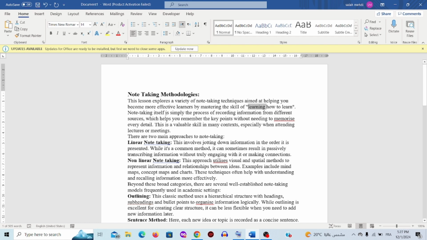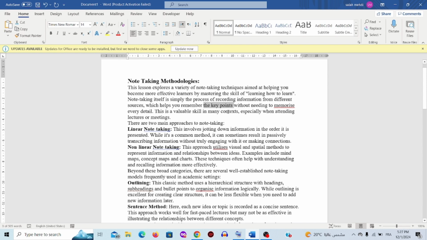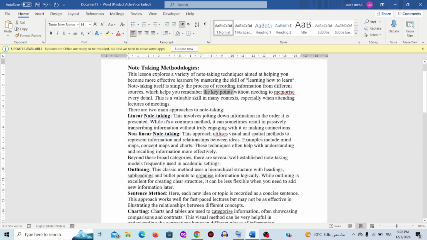Note-taking itself is simply the process of recording information. As we said in the first lesson, you are going to record the necessary information from different sources, for example a lecture, a book, a meeting, etc., which helps you remember the key points. You are not going to memorize every detail. You are going to write just the necessary information. This is a valuable skill in many contexts, especially when attending lectures or meetings. You are going to need these techniques.